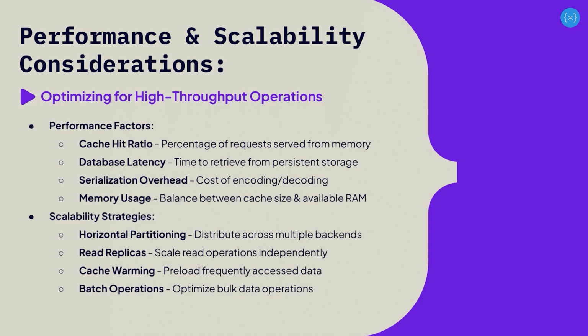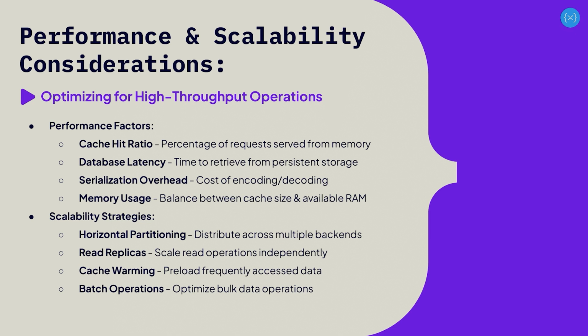For performance and scalability, some of our performance factors are the cache hit ratio, which is the percentage of requests served from memory, data latency, so the time to retrieve from persistent storage, serialization overhead, which is the cost of encoding and decoding the data, and the memory usage, which is the balance between cache size and available RAM.